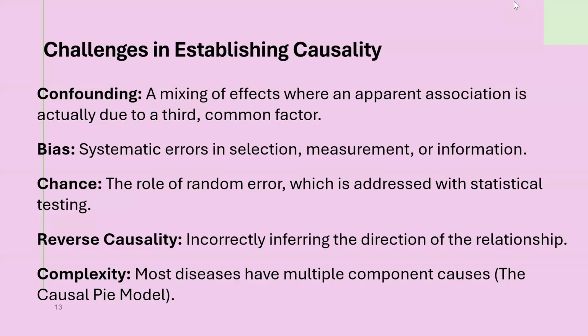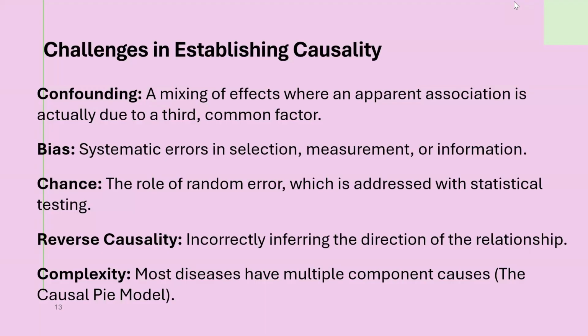The most common example of confounding is seen when a study was done between alcohol, those that drink alcohol, and lung cancer, and a strong association was found between alcohol ingestion and lung cancer. However, it was later discovered that that's actually confounding, that the actual thing is that people who drink are also most likely to smoke. So the smoking there is the confounding factor. So confounding is a major challenge in establishing causality.